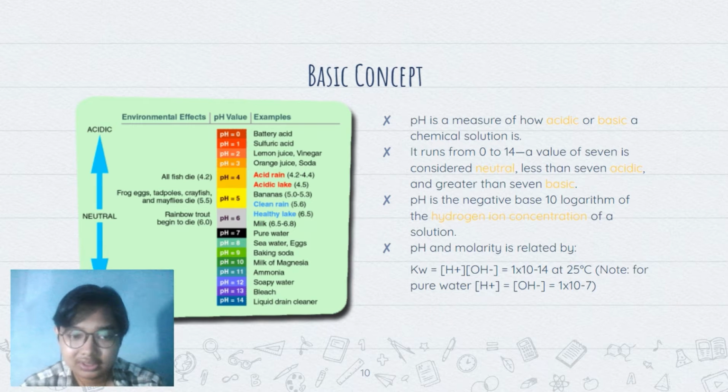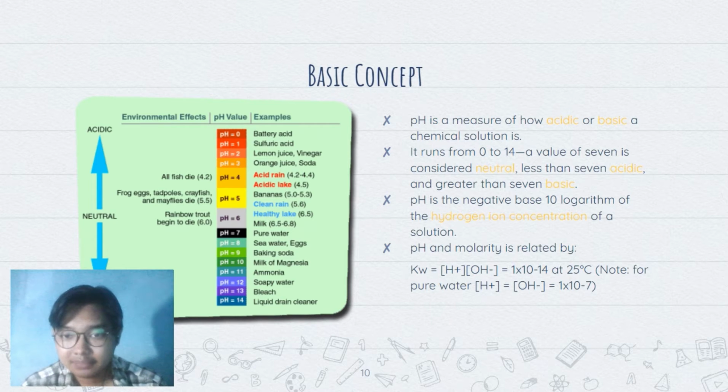Like I said before in the introduction, pH is a measure of how acidic or basic a chemical solution is, ranging from 0 to 14. A value of 7 is considered neutral, less than 7 is considered acidic, and greater than 7 is considered basic.